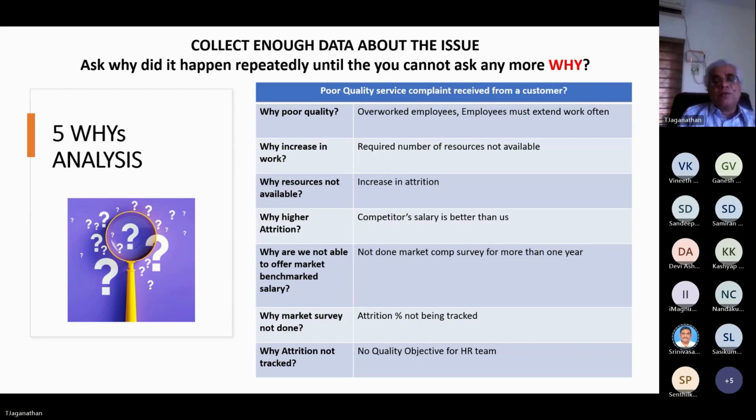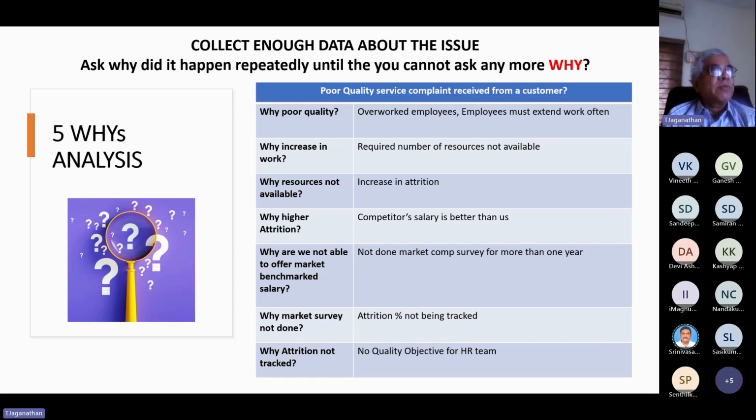For example, poor quality service to customers. Assume that you are a 4-wheeler service company for a big brand, BMW or something. That is what you are running now. There are complaints from many customers that the service quality is very poor. They have not done a proper job. It keeps breaking after the service. Issues keep coming. Then what is the root cause for that?